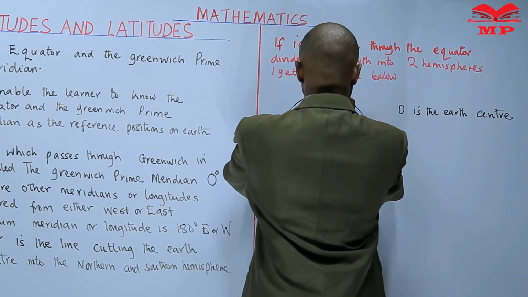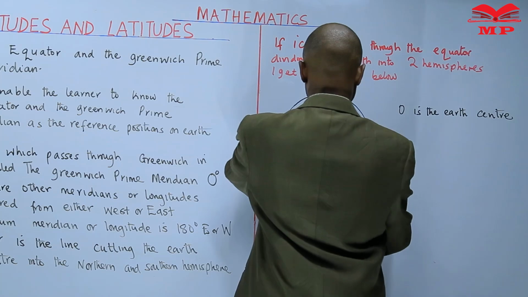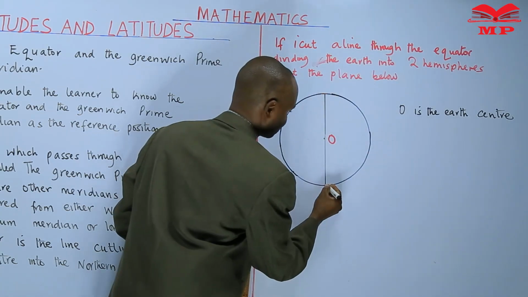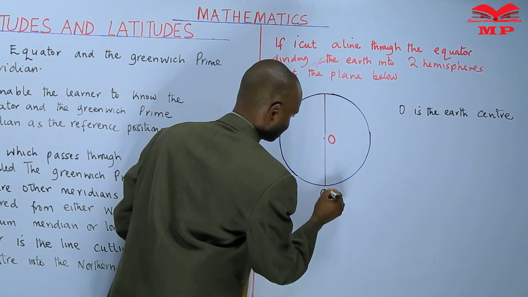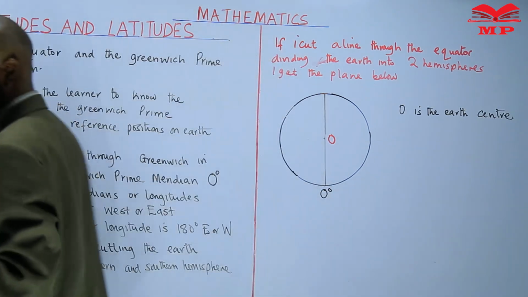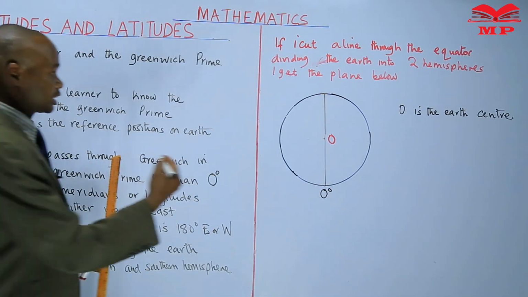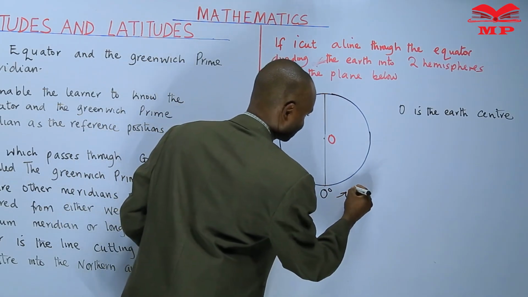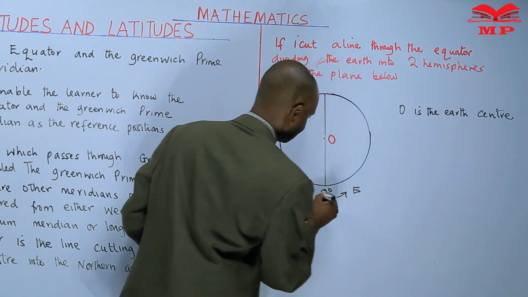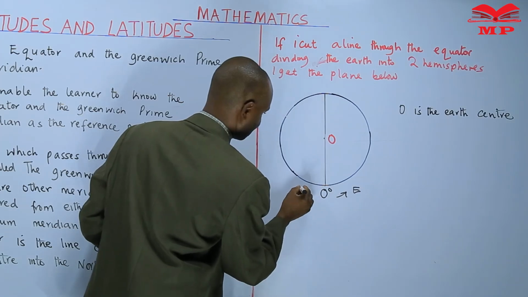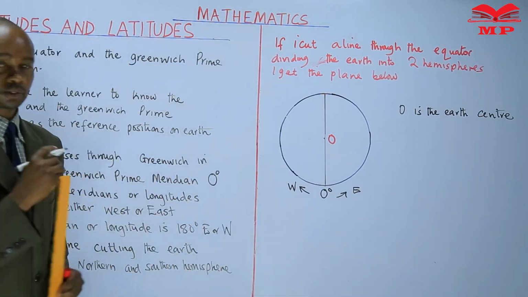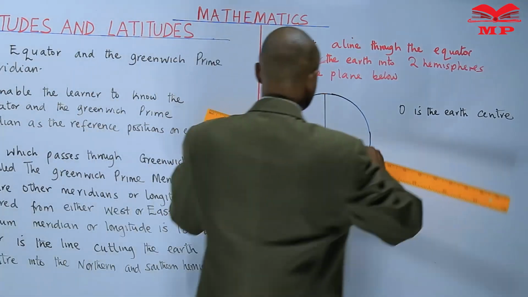When we are talking about the meridians, I'll draw that. So this will be 0 degrees. This is when you move to the west, towards the east, and this is towards the what, Lana? West. So I've cut through the earth.